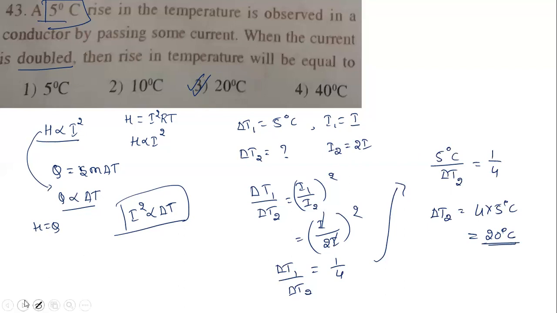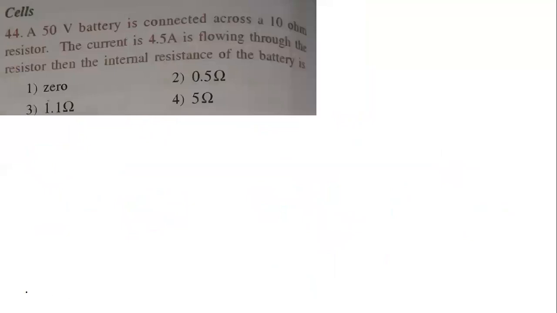Look at the next question now. Question number 44 starts from the concept of cells. What is a cell? What is the internal resistance? What is the external resistance? All those things will be there. First, let us discuss the cell.